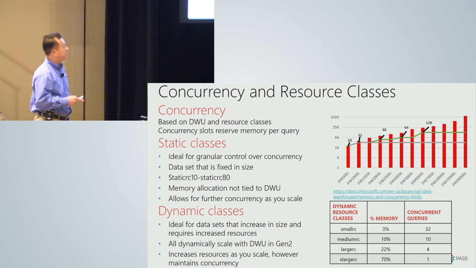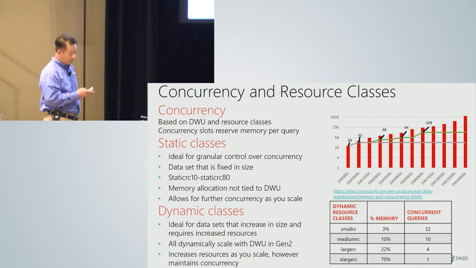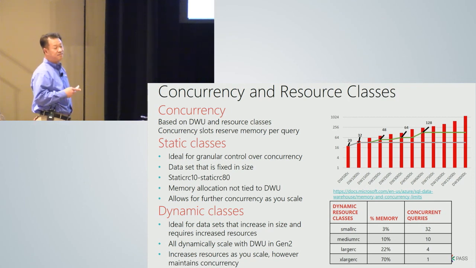But as we go forward, the way we help resolve high concurrency is that we created the static resource classes, which basically assign a fixed amount of memory to each one of the resource classes. And it ranges from 10 to 80. What that does is give you a more granular level of control over the concurrency and the resources that you originally didn't have with the dynamic.